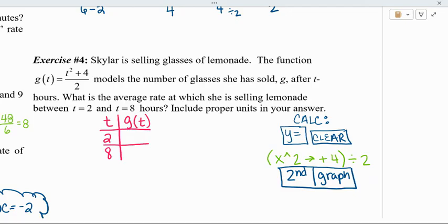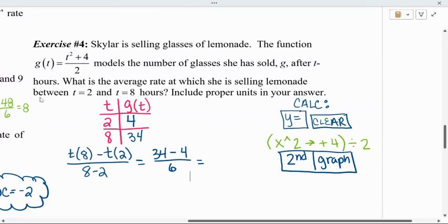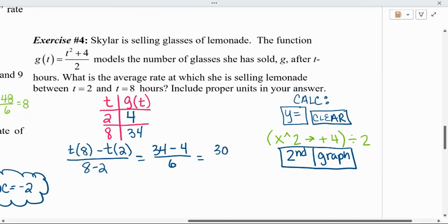Perfect. Okay. So when x is 2 or when t is 2, what is your output? 4. When t is 8, what is your output? 34. Okay. So g of 8 minus g of 2 over 8 minus 2. Well, we said g of 8 was 34. G of 2 was 4, and 8 minus 2 is 6. What is 34 minus 4? 30. And 30 over 6 is 5.